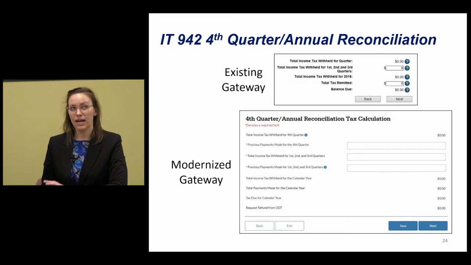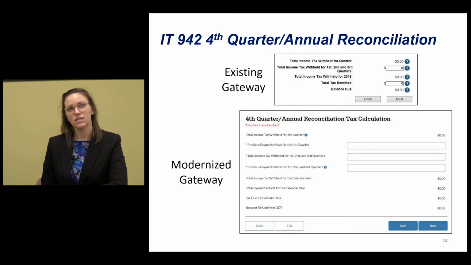Next, we'll take a look at Ohio IT 942, the fourth quarter/annual reconciliation form. This is only filed by part weekly filers, or those larger companies that have bigger payrolls and are making payments with more frequency. They're required to reconcile their income tax withheld every quarter instead of only once a year. So on the fourth quarter of every year, they're also filing an annual reconciliation. This is a dual purpose form, and the form is intended to reconcile both the fourth quarter information as well as the entire year, the annual reconciliation.